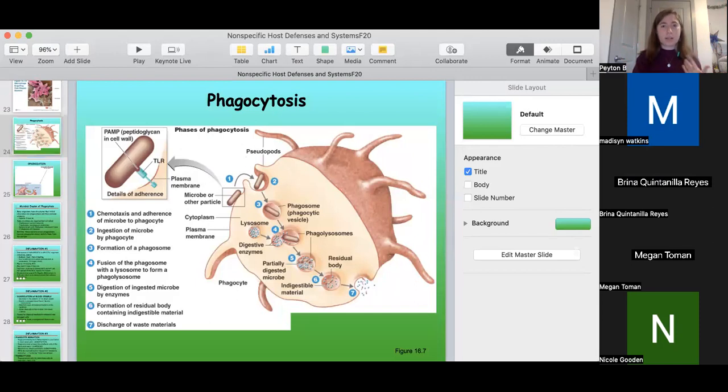So the word adherence comes in the chemotaxis part of it. Yeah, I got a little bit confused there too, with there's adherence and viral replication. I guess chemotaxis and adherence are step one of phagocytosis.